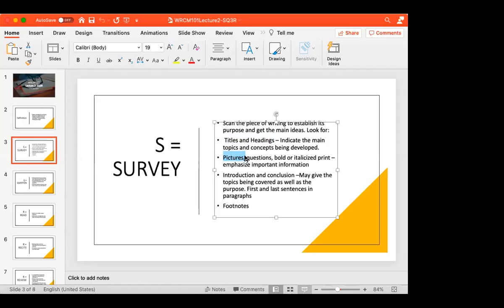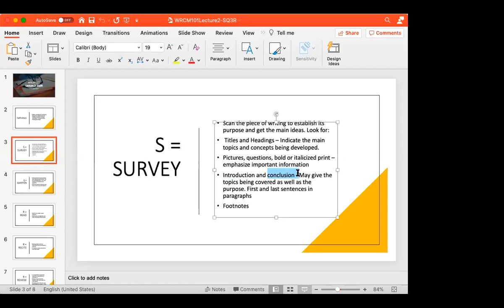Then also look at the pictures. What do they say? Look at the questions. Look where any part of the book has been italicized or written in bold, and what information has been emphasized. Look at that as well. And then before reading the book or the chapter or an article, read the introduction and conclusion of that.